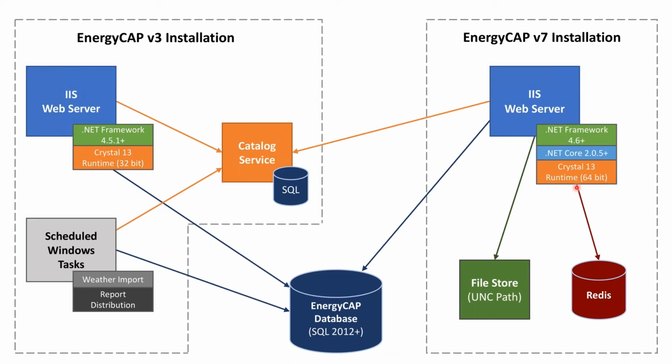Two additional components that are used by EnergyCAP version 7. One is a file store, and this is a location that the application can write to and read from. There are certain processes in version 7 that will store files as they're uploaded into the system by users, as well as some actions that users take generate files that record the history of those particular transactions. Therefore, we now need a file store to place those files along the way. We also have a Redis caching system that we are integrating with to further improve performance for users.